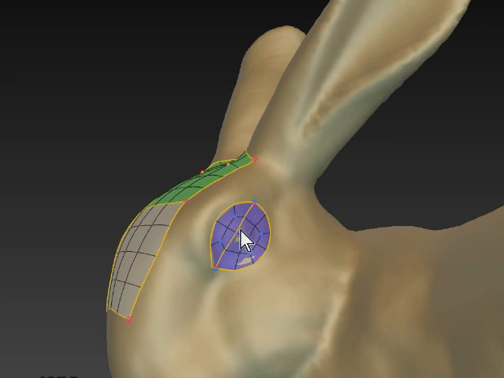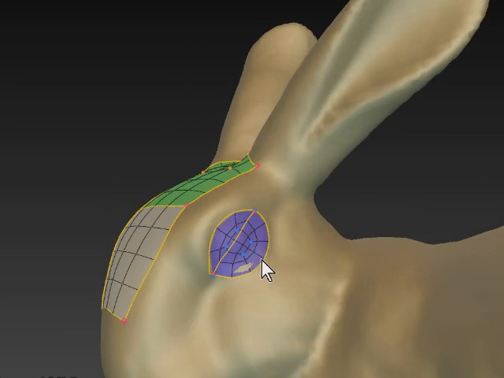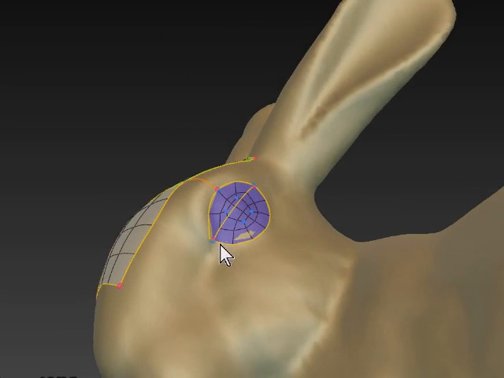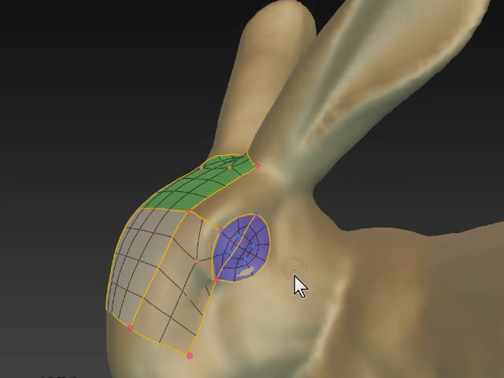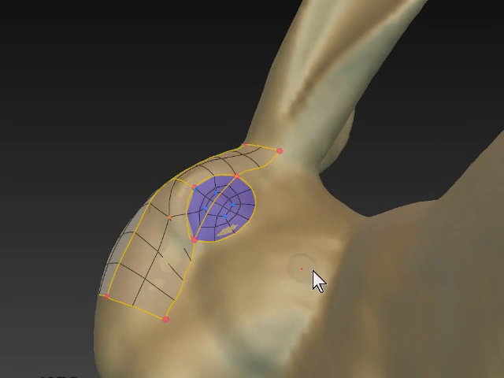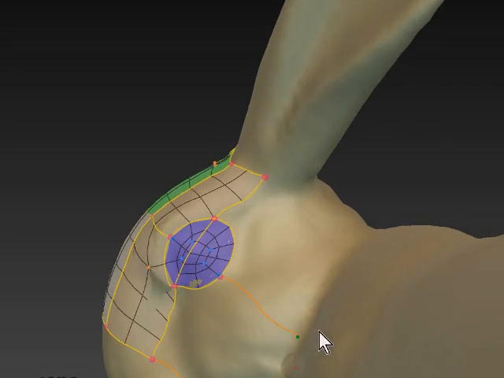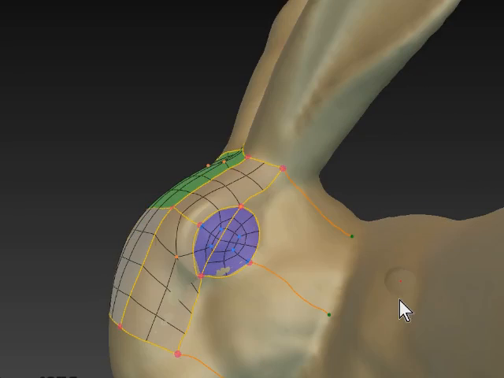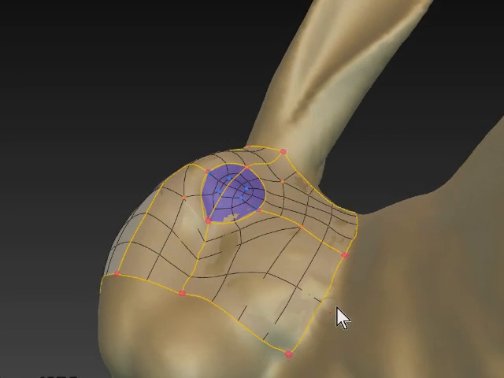The eye is retopologized as a pair of two-sided patches. The regions around the eye are efficiently filled by five-sided patches.